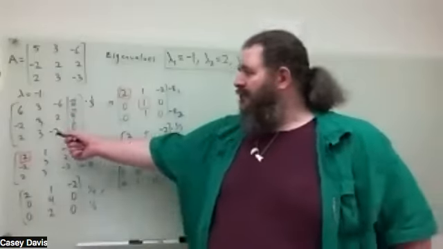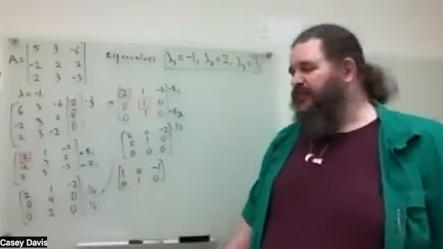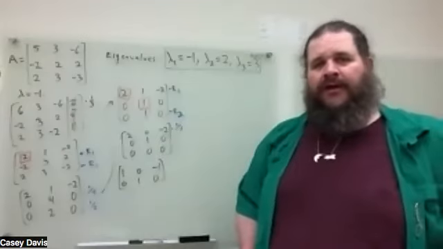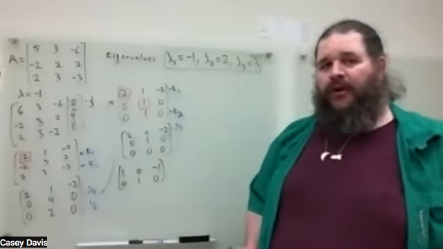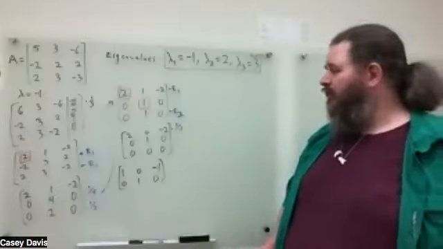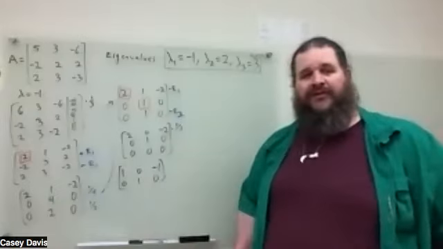Anytime you're solving for eigenvalues by row reducing, you should expect at least one of the rows, possibly more, to cancel out to all zeros. If none of them do, something has gone wrong. So that's something to watch for. We should expect infinitely many eigenvectors, so we should expect at least one row to zero out.